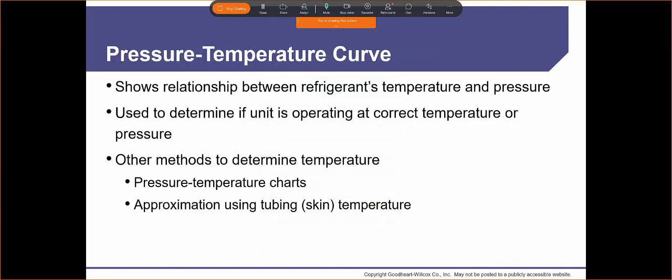Pressure temperature curve shows the relationship between a refrigerant's temperature and pressure. It's used to determine if a unit is operating at the correct temperature or pressure. So the PT chart is great stuff to utilize. You guys got to be using it all the time. You want to make sure the refrigerant is operating based on the pressure temperature chart. If I read a certain temperature, I should have a certain pressure. If I don't, then I may have some superheat, some subcooling going on, or I may have something else completely going on with the system.